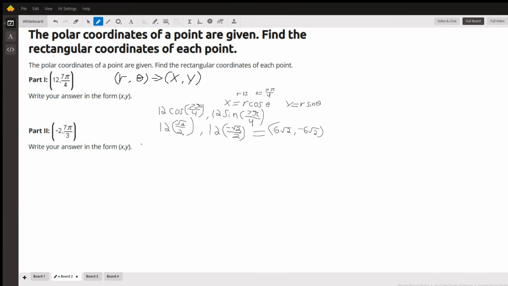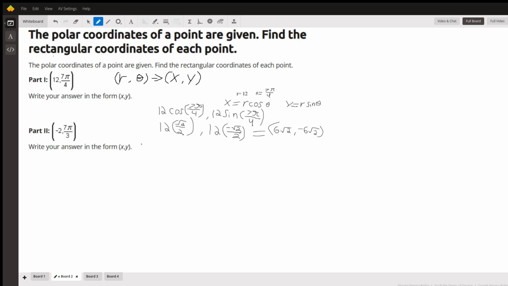Hello. So in this problem, we are given polar coordinates of a given point, and we have to convert them into rectangular coordinates or Cartesian points. In our first part, we are given the point 12 and 7 pi over 4. What we can first do is identify the r and theta values.